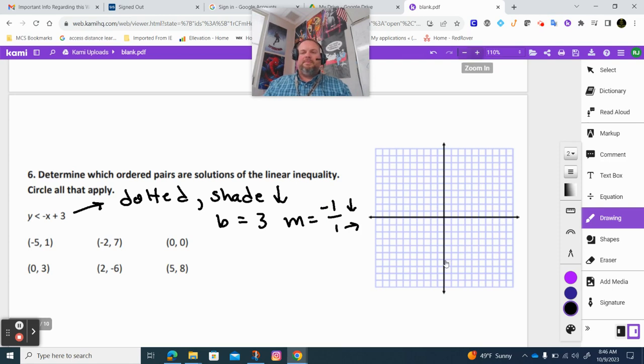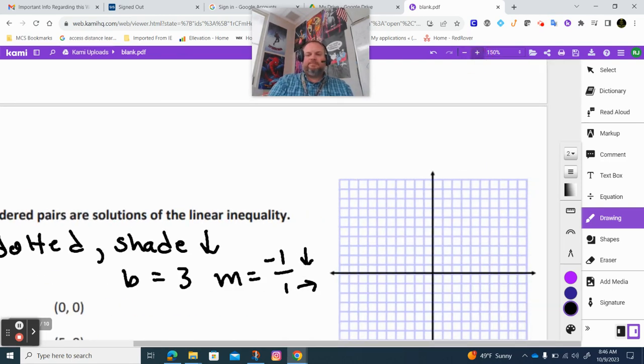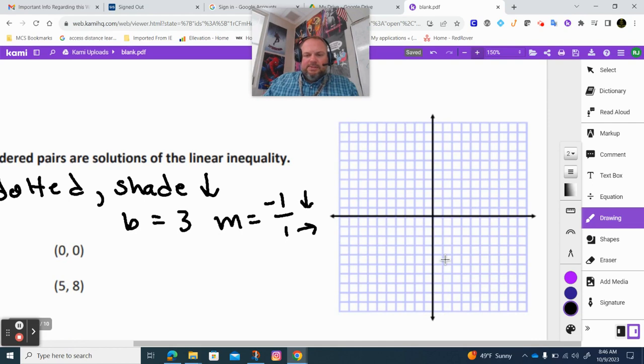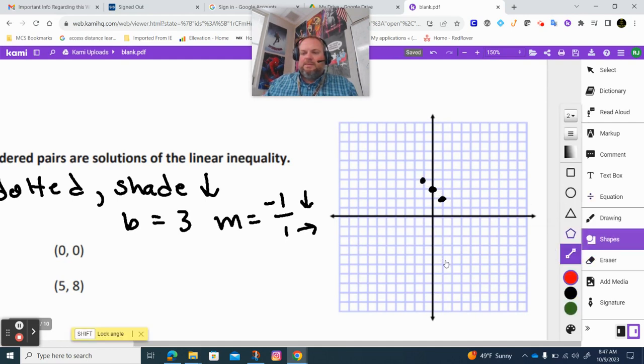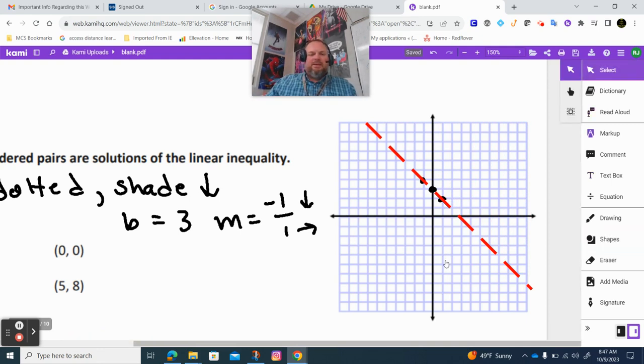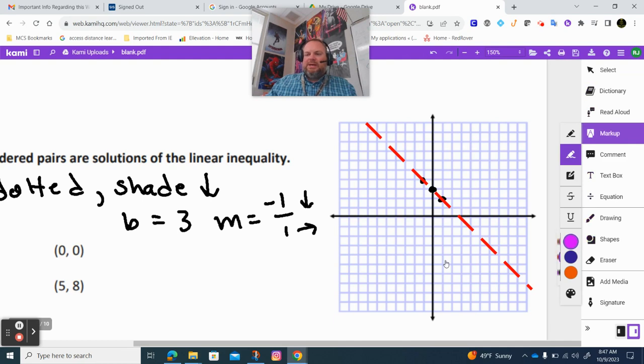all right. So let's see. 1, 2, 3. All right. So there's our dotted line. Now we have to shade below it. This is why I said you may want to do it kind of lightly.